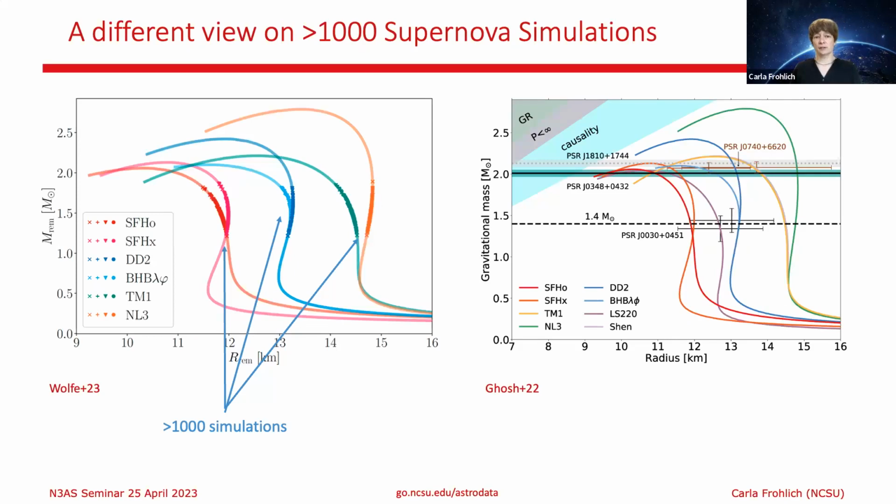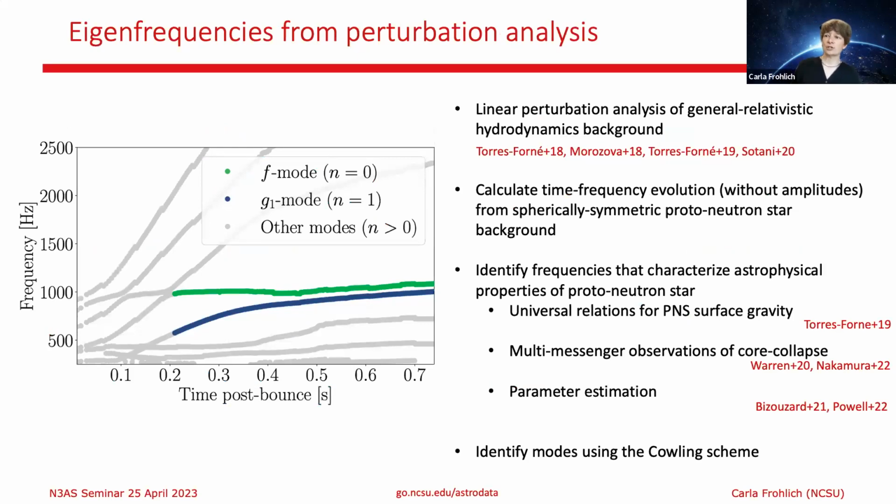We then did, as a function of time for the first second of the simulation, for every time slice, this eigenfrequency analysis, which gave us for every single model data of the type that's depicted in this panel on the left. So as a function of post-bounce time, it shows the frequency of all the different modes, indicated by these gray dots that really look like gray lines.